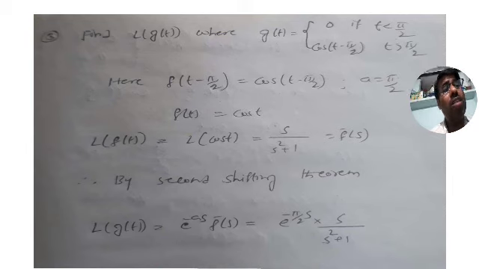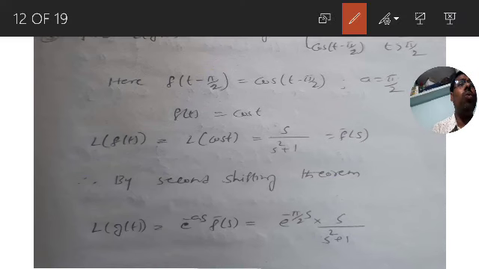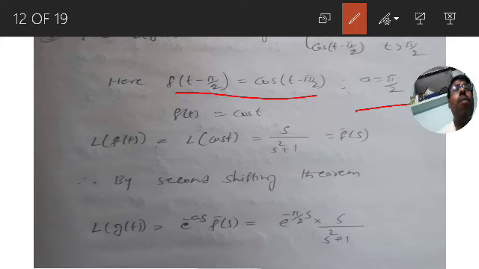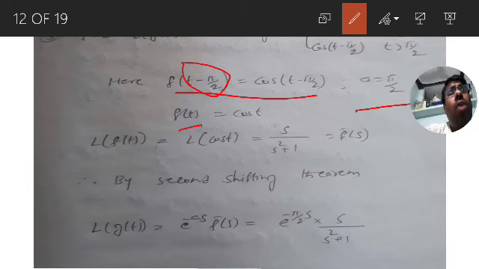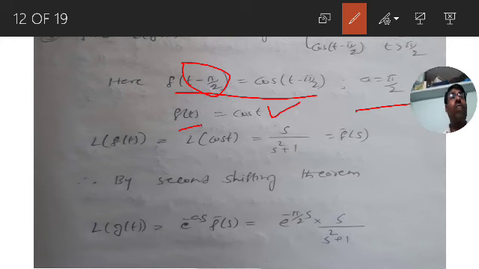So very easily, by observing the problem, we get a equal to pi by 2, and f of t minus pi by 2 is cos of t minus pi by 2. At place of t minus pi by 2, substitute t to get f of t. What is f of t? f of t minus pi by 2 is cos of t minus pi by 2, therefore f of t is cos t. This is the step we need to get. Now L of f of t, that is L of cos t.